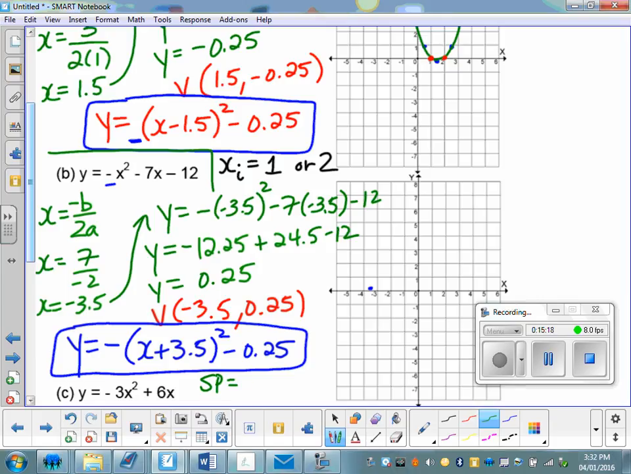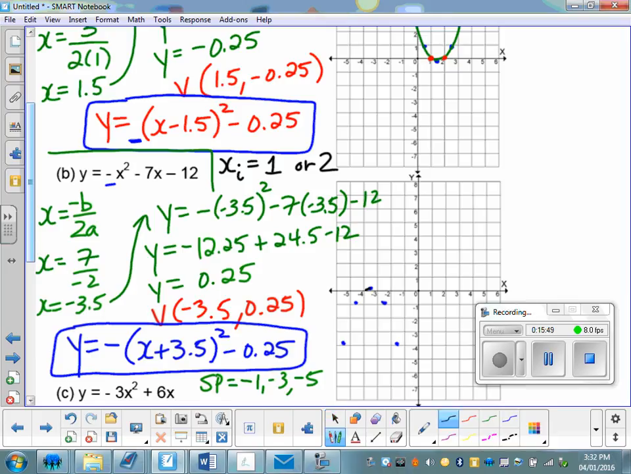And the step pattern for this one, because it's a negative out in front, is going to be -1, -3, -5. So from that vertex, I go over 1 and down 1. And on the other side, over 1 and down 1. And then from that point, over 1 and down 1, 2, 3. And then over 1 and down 1, 2, 3. And we can't put the last point on there.